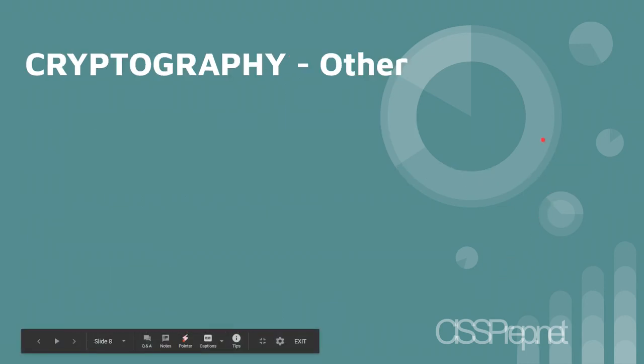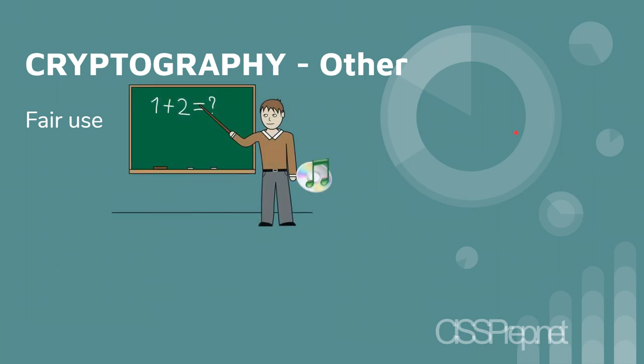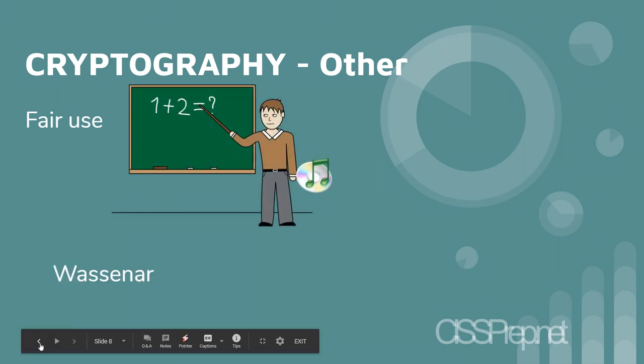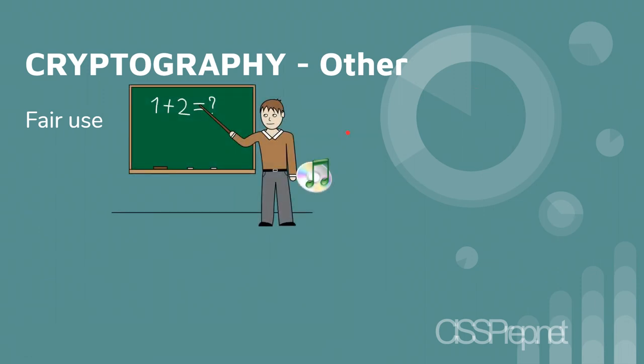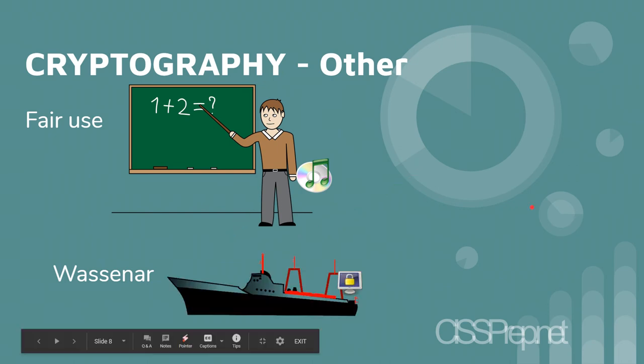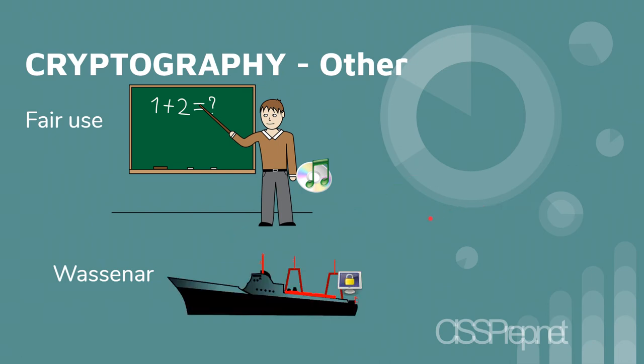A couple random last terms here. We have fair use in the context of cryptanalysis or cryptography. Not sure why these were kind of tagged in here, but I guess what this is referring to is digital rights management. So fair use is where you have to weigh the application of encryption to a specific product such as music. They want to ensure that you're protecting it from piracy and copyright violations, but also you want to allow fair use. And so there are things to consider there. And then you have something called the Wassenaar Agreement. It basically restricts the export and import of cryptographic software and technologies.